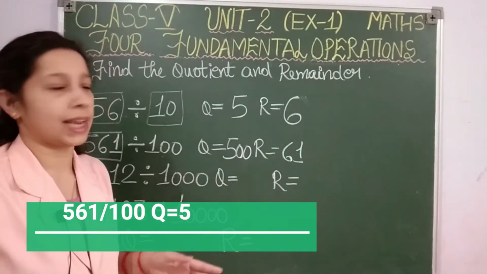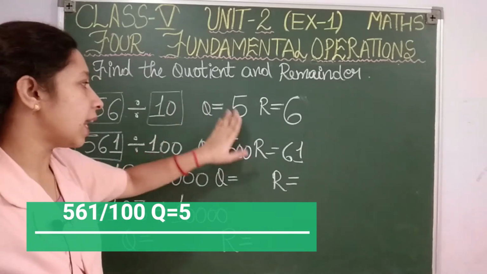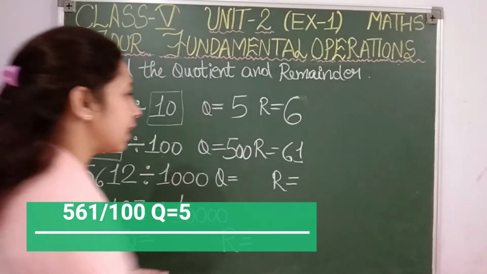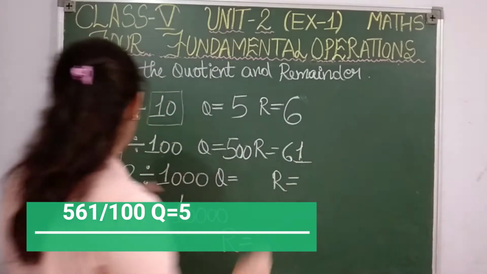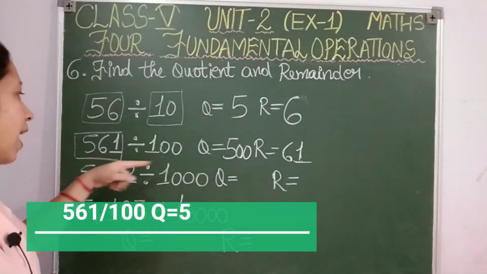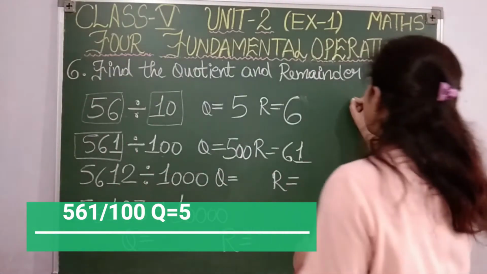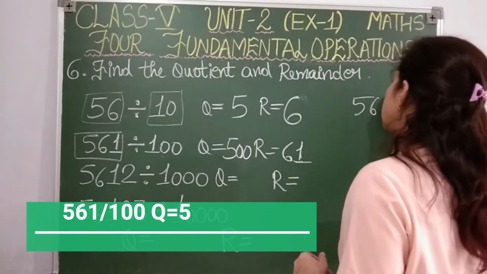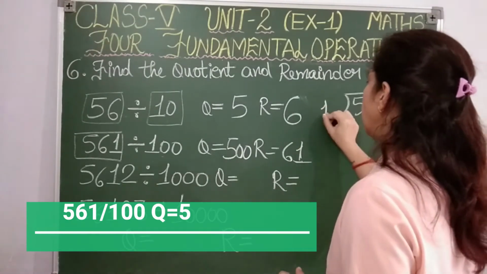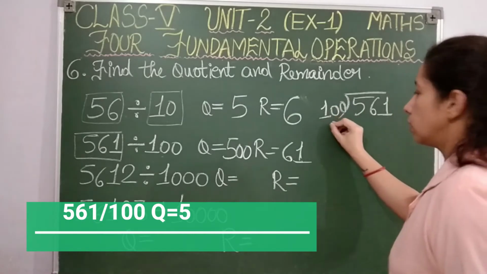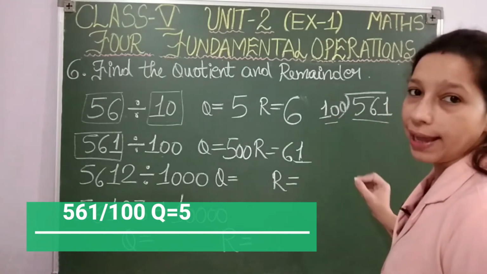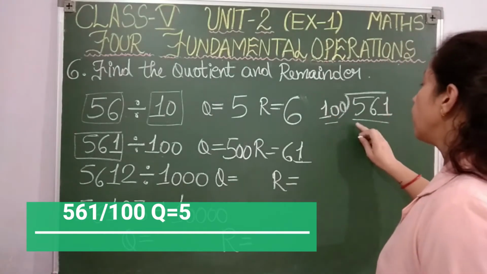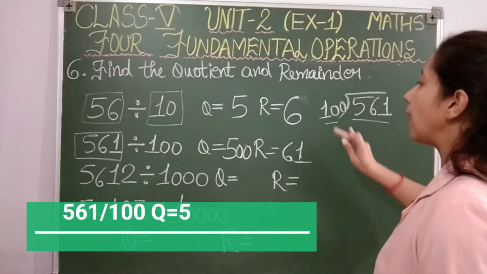Now let us cross check whether my quotient and remainder are correct or not. So I will show the calculation for this one, 561 divided by 100. Now, students, it is a 3-digit number, so here also you will take 3 digits. 561 is to be divided by 100.